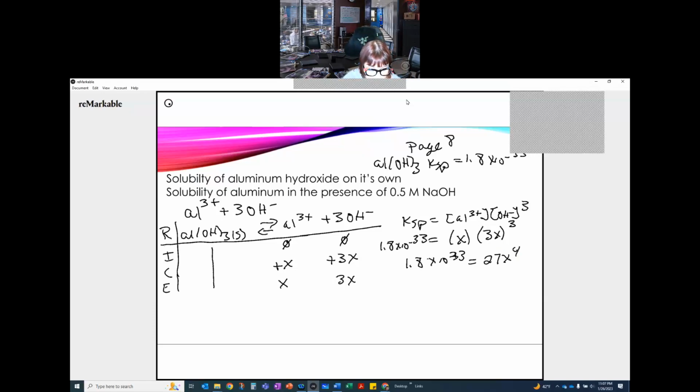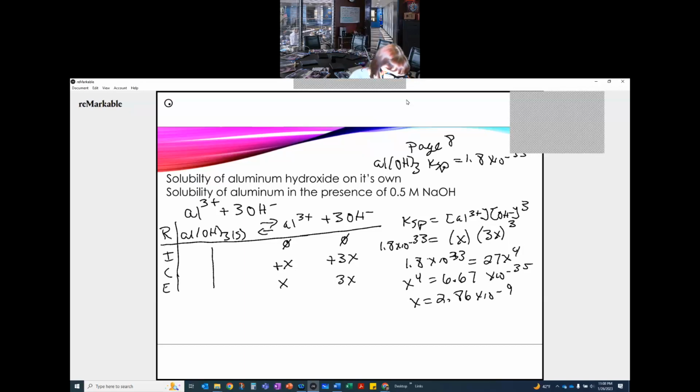So I take my 1.8 second EE negative 33. I divide that by 27. And that gives me X to the 4th is equal to 6.67 times 10 to the negative 35th. I then need to take the fourth root of that. So I take my second answer, I hit the little hat guy, the caret, open parentheses, 1 divided by 4, and that gives me X is equal to 2.86 times 10 to the minus 9th.